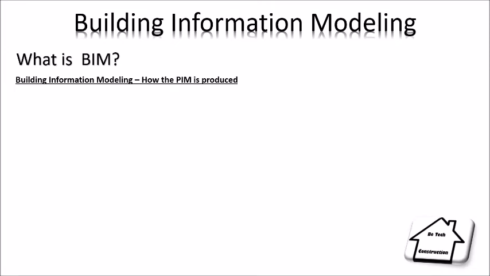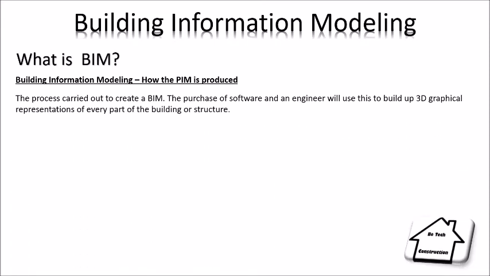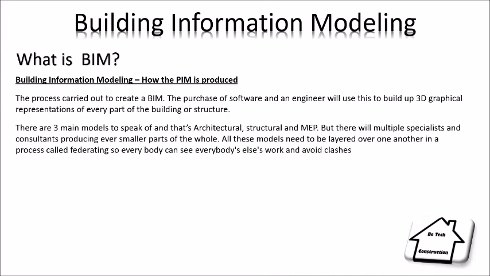So looking at the building information modelling process, how the PIM, the project information model, is produced. The process carried out to create a BIM, or a building information model. The purchase of software and an engineer will use this to build up 3D graphical representations of every part of the building or structure. There are three main models to speak of, and that's architectural, structural and MEP, that's mechanical, electrical and plumbing. But there will be multiple specialists and consultants producing ever smaller parts of the whole.